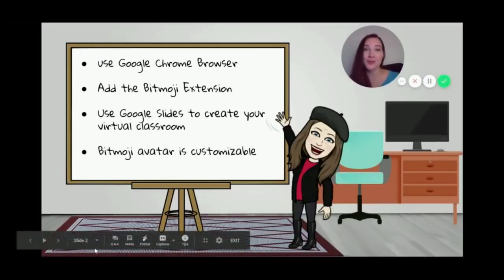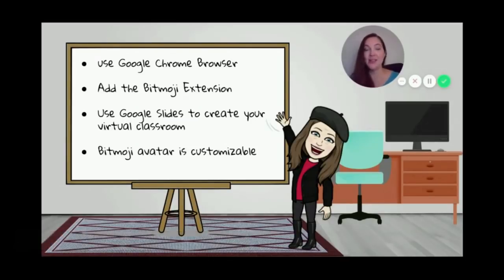Let's get started. So some things that you want to make sure that you are doing. One, use Google Chrome as your browser. This is going to allow you to add the Bitmoji extension. You can do a search on Google, searching for Chrome extensions, and go ahead and install the Bitmoji extension. You're going to use Google Slides to create the virtual space in which you are going to have your virtual classroom with walls, desks, and anything that you want in your classroom.